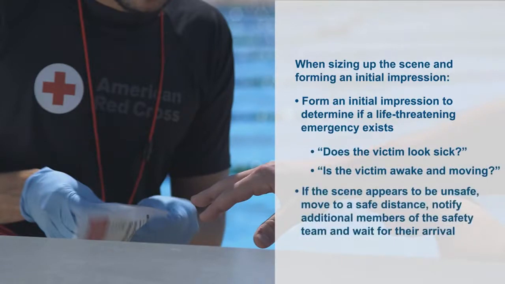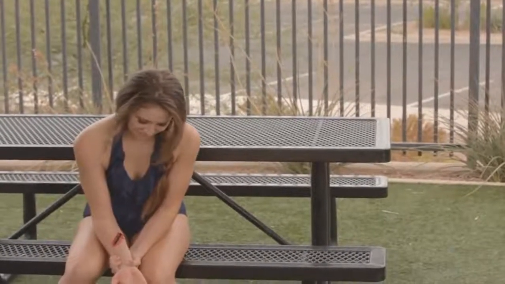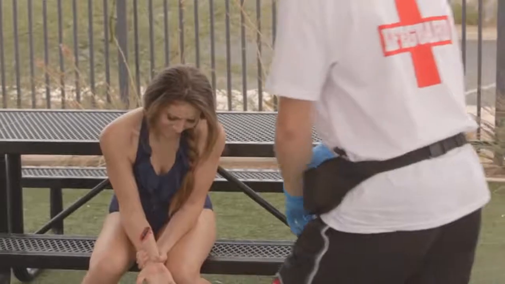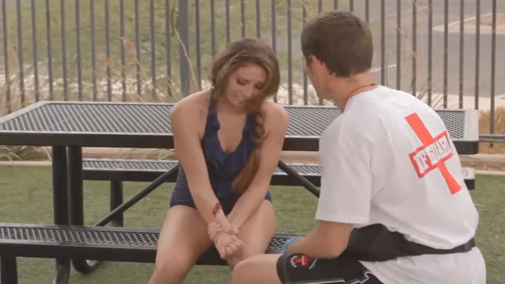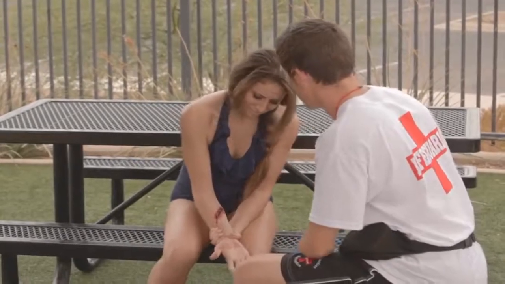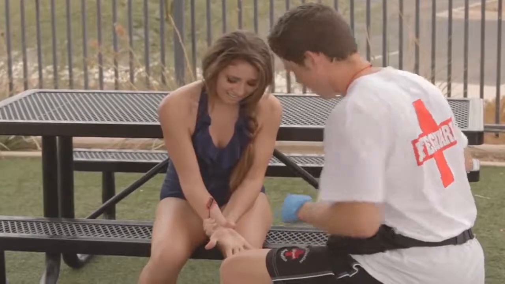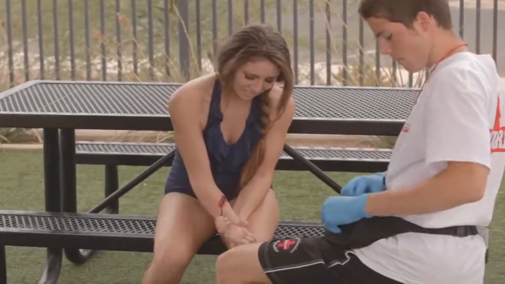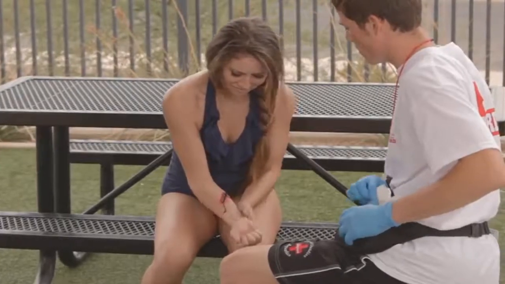If the scene appears to be unsafe, move to a safe distance, notify additional members of the safety team, and wait for their arrival. Following the scene size-up, including forming an initial impression, conduct a primary assessment to determine if the victim has any life-threatening conditions, and if so, summon EMS personnel if a call has not already been made. If no life-threatening conditions are found, perform a secondary assessment and care for any conditions you may find.